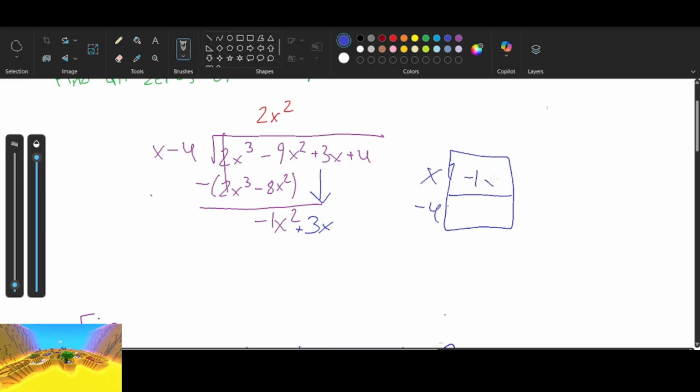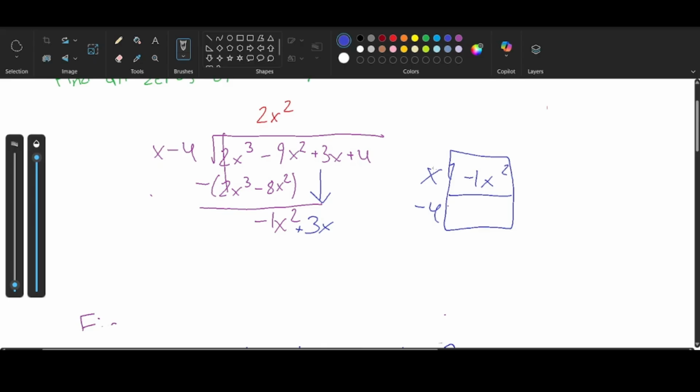And I know I need negative 1x squared. Well, I know x times a negative x would get me negative 1x squared. And then negative x times negative 4, well, that's just 4x. So I subtract again. I subtract a negative x squared, and I'm subtracting a positive 4x. Negative 1 minus negative 1, that's 0. So those go away. 3x minus 4x, that's just a negative 1x. 3 minus 4 is negative 1, right? And I bring down the negative 4, or the next term.